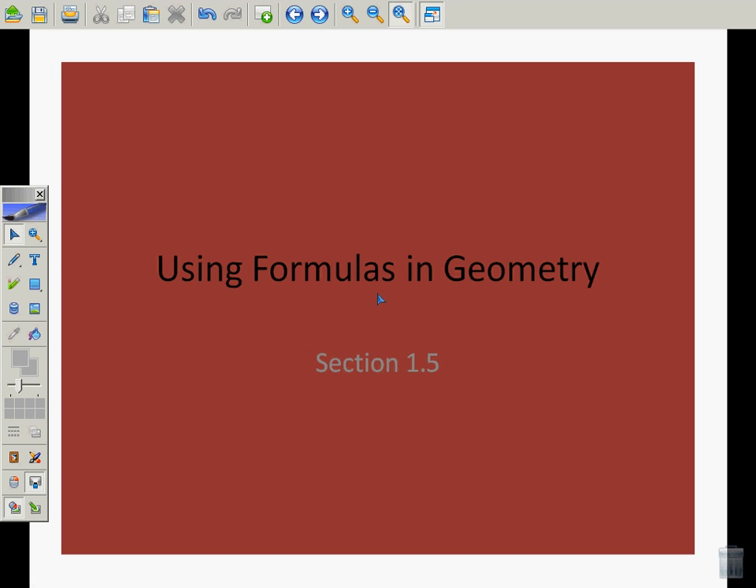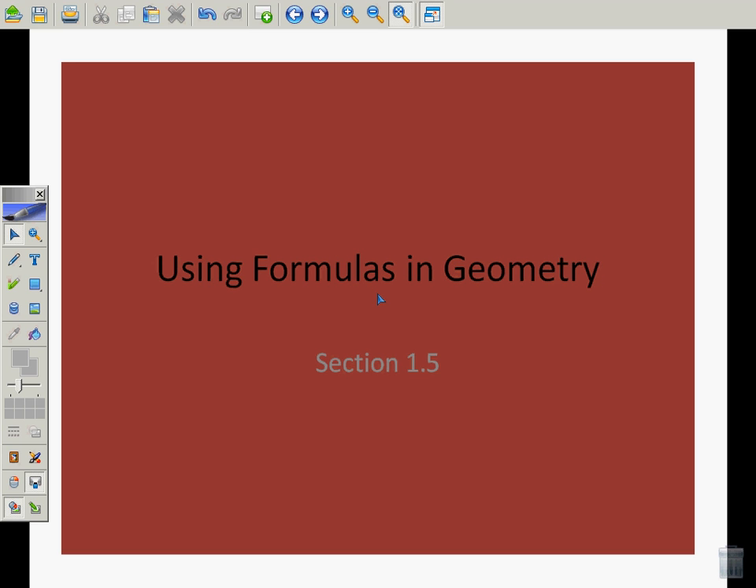Right, using formulas in geometry. Today, we're going to get down to the essence of geometry. We're going to actually be using some shapes here. Okay, I know we've been talking about the basics lately. We've been talking about angles, segments, and lines. But today we're going to talk about using the actual formulas in geometry.